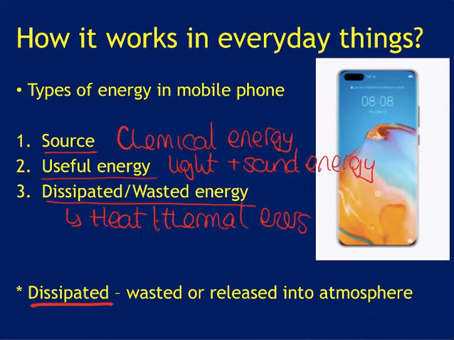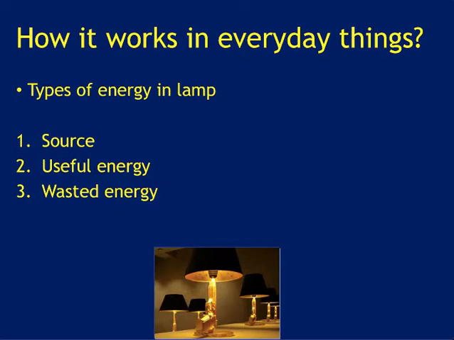And if you can look at a device and divide it into what's its source, what's useful, and what's the wasted or dissipated energy, then you are applying the law of conservation of energy. So the chemical energy can't be created or destroyed. It can just be changed from one form into another. So the chemical is turning into light, it is turning into sound, and it is turning into thermal energy. And that is the principle of conservation of energy. So if we have a look at a lamp, well, what's our source?